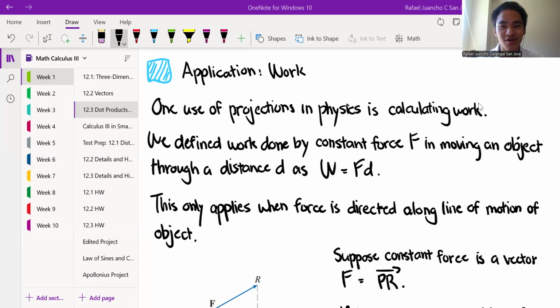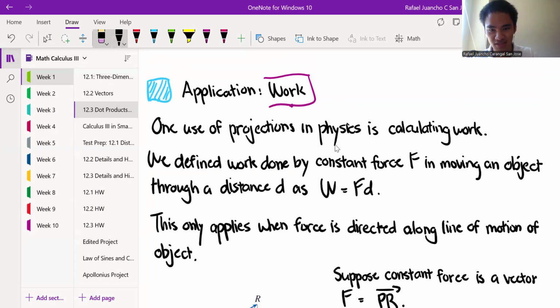So today we're going to be talking about the application of dot products. And one application that we're going to be talking about is this concept of work, which comes in physics. And so, yeah, let's just dive straight into it. So actually, one use of projections in physics is calculating work.